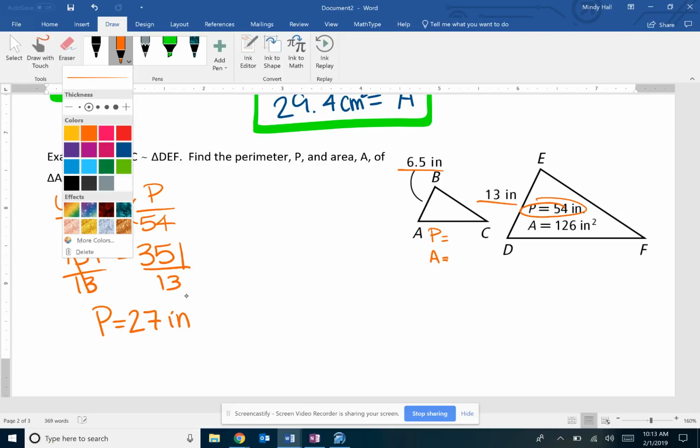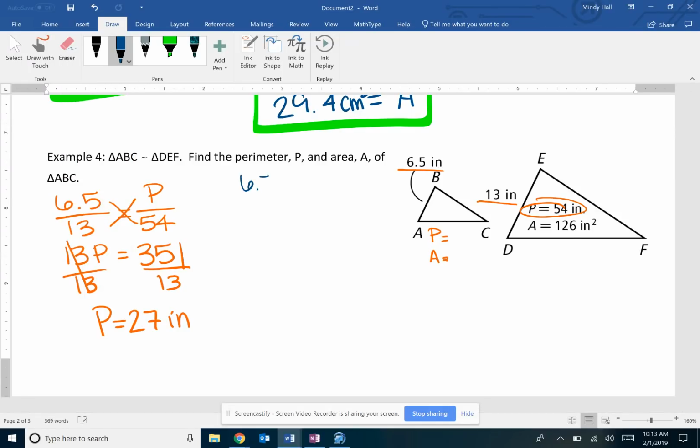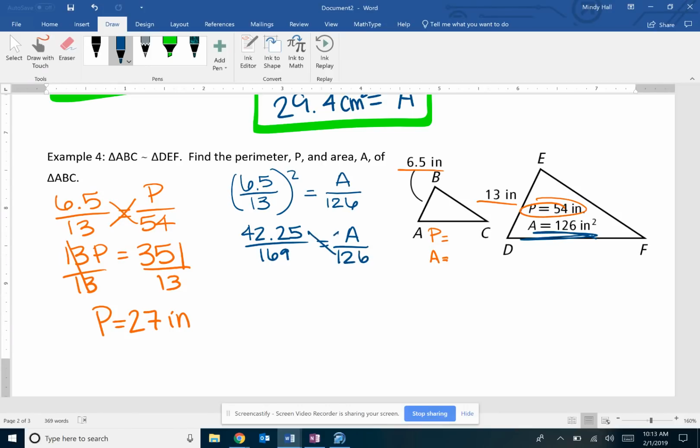Okay, now for area, you're going to do the exact same thing, except remember, you have to square that similarity ratio. Otherwise, you're not going to be doing it right. Again, we don't know what our area is, but we do know that the big one is 126, so we'll set it up like that. Before I cross multiply, I need to actually square my ratio. So that'd give me 42.25 over 169 equals A over 126.